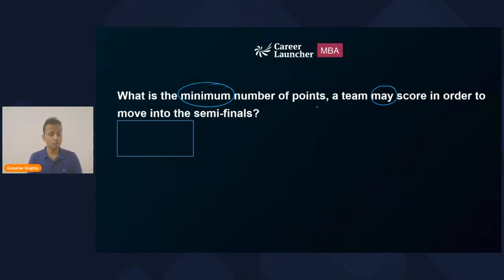Now here we don't have to find out the number of wins. We have to find out the minimum number of points. +3 for a win, +1 for a draw, and 0 for a loss. Okay, so this is how the points will be given. I have to find out what is the minimum number of points a team may score in order to move into the semifinals. Number of points, not the number of wins.